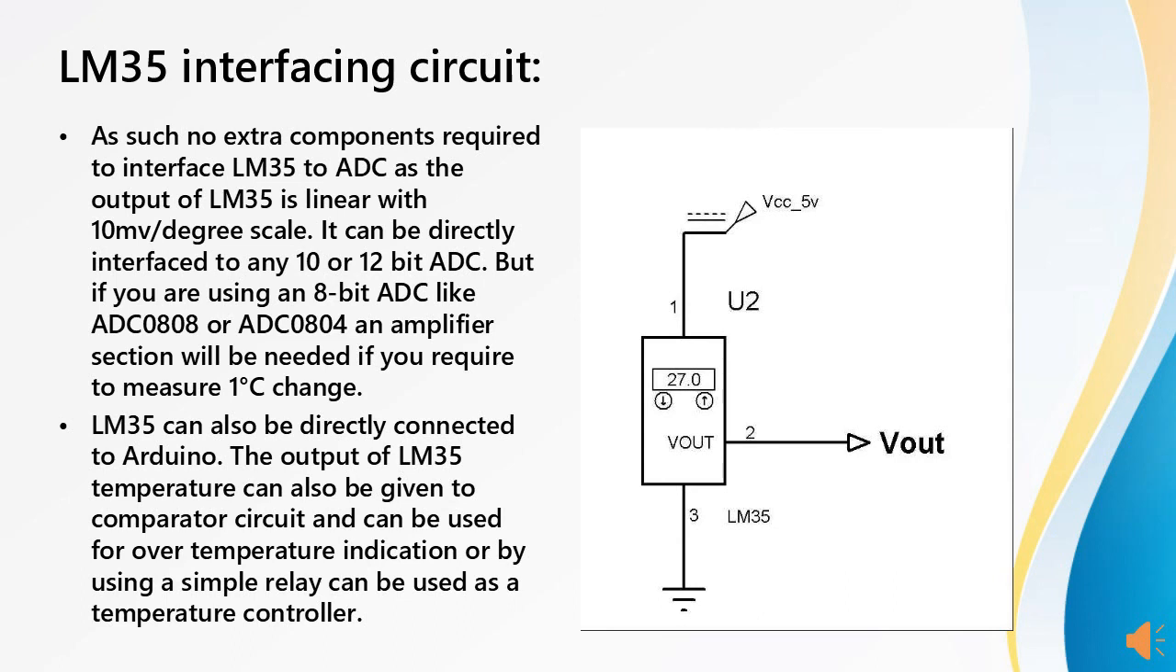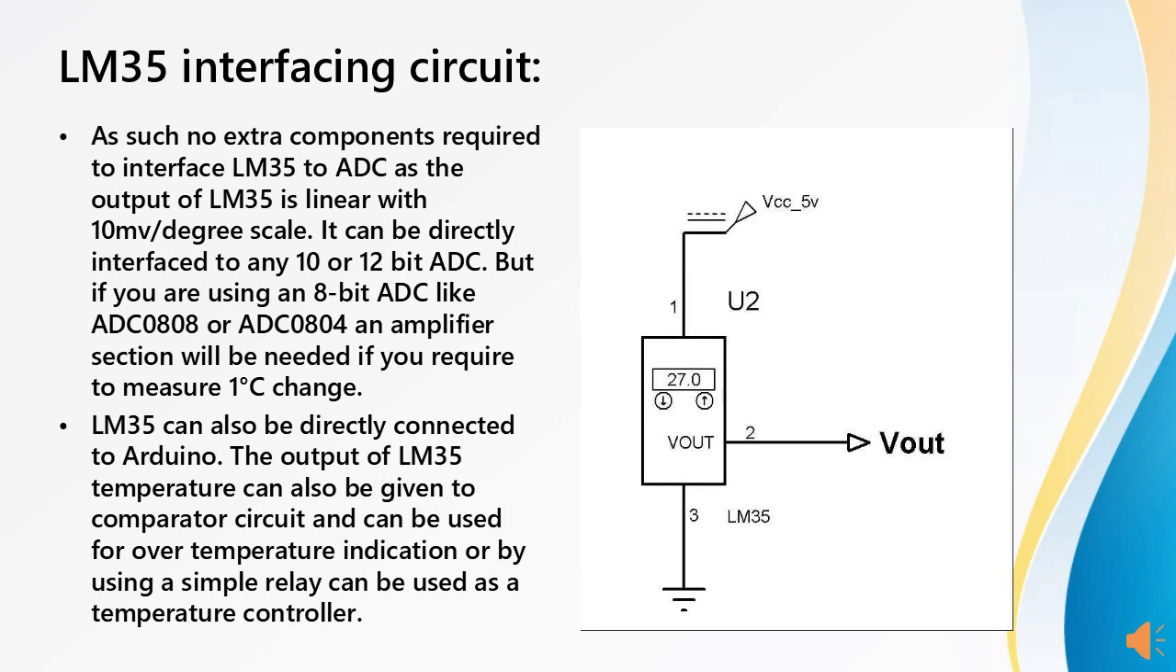LM35 interfacing circuit. As such, no extra components are required to interface LM35 to an ADC, as the output of LM35 is linear with a 10 mV per degree scale. It can be directly interfaced to any 10 or 12 bit ADC. But if you are using an 8 bit ADC like ADC0808 or ADC0804, an amplifier section will be needed if you require to measure a 1 degree Celsius change. LM35 can also be directly connected to Arduino.